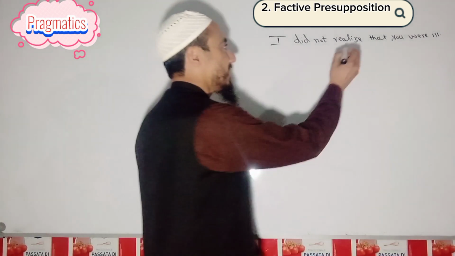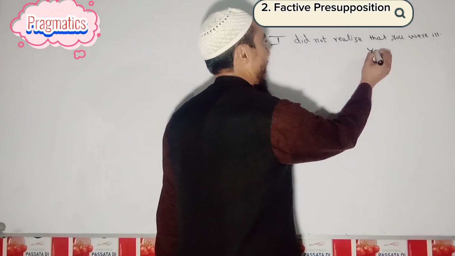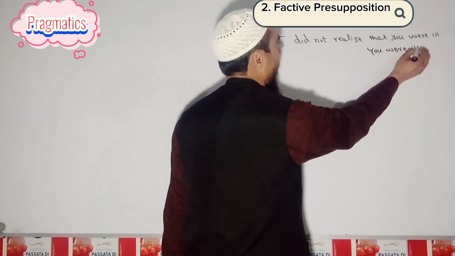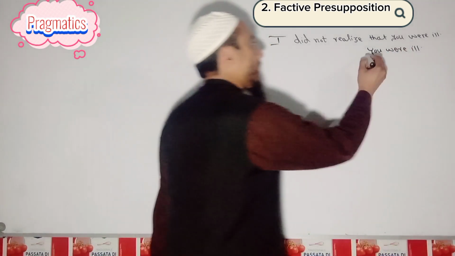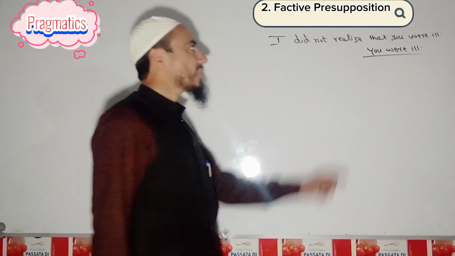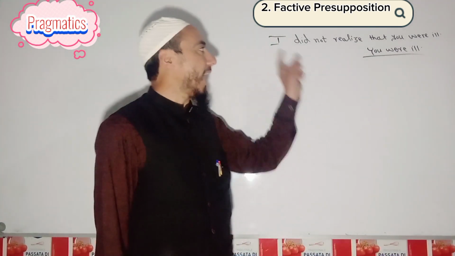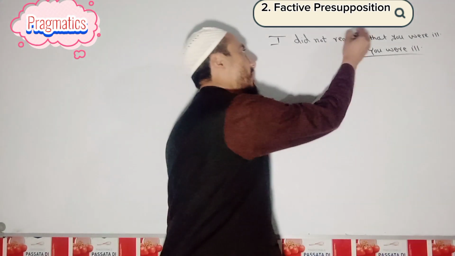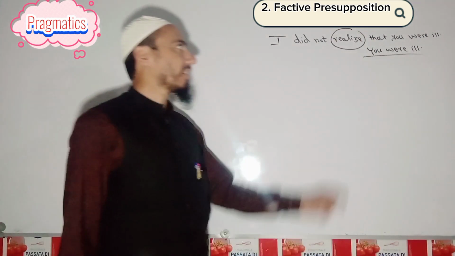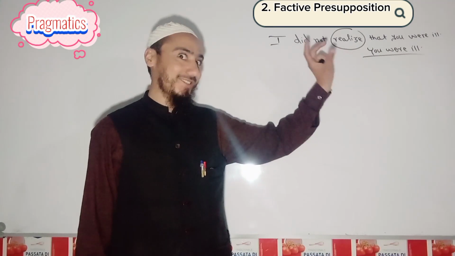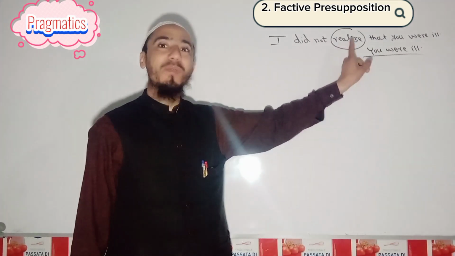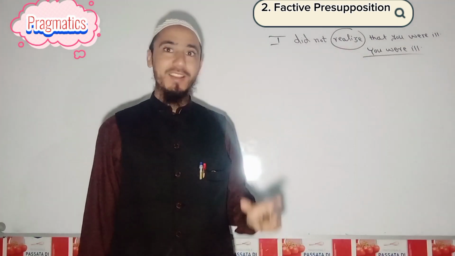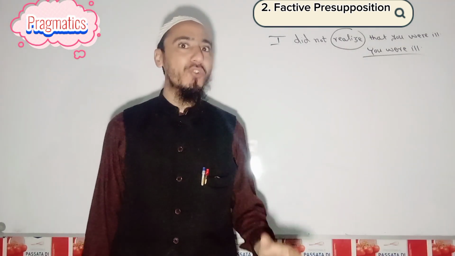So listeners and audience, here the assumption is you were ill. So, here, the presupposition is you were ill and the utterance is fact and true because of the word realize. So, here, something is true due to the presence of certain verb. So, here, this verb indicates that the utterance is true.